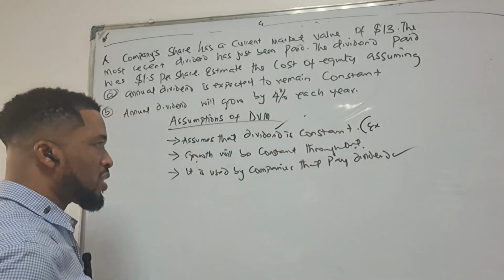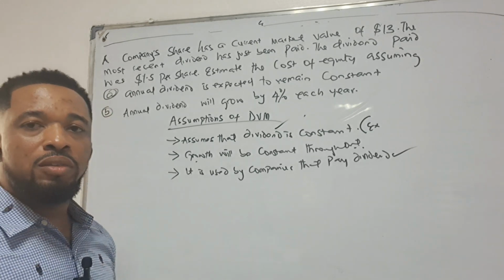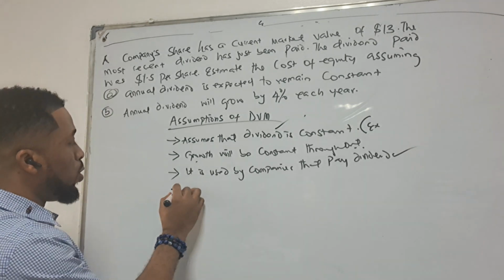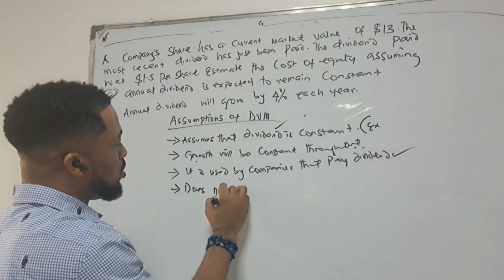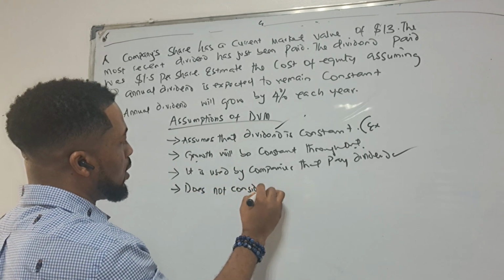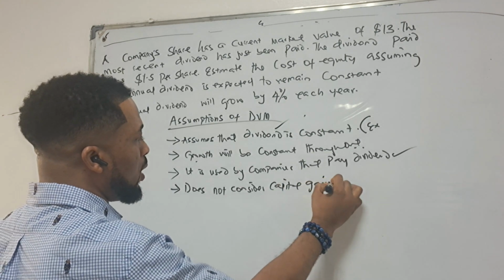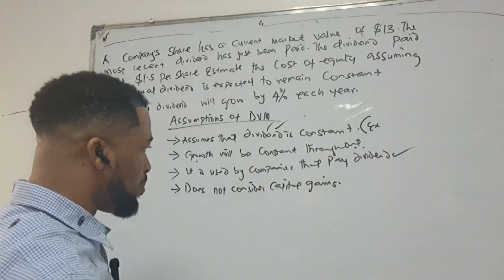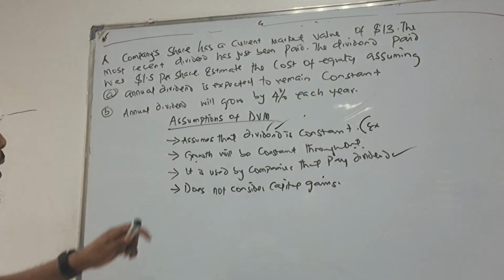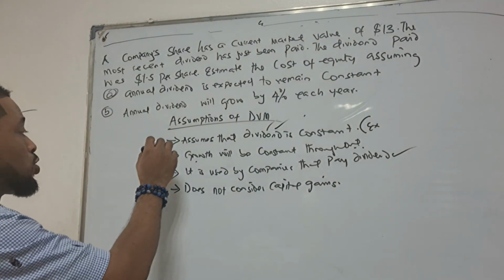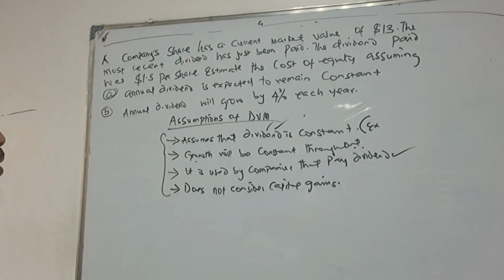Also, growth cannot be constant till infinity. This is also one of the criticisms of the dividend valuation model. And the last one is that DVM does not consider capital gain. All it looks at is just the dividend that is paid over the period. So these are the four assumptions of the dividend valuation model, and these assumptions can also be used as the criticisms of DVM.